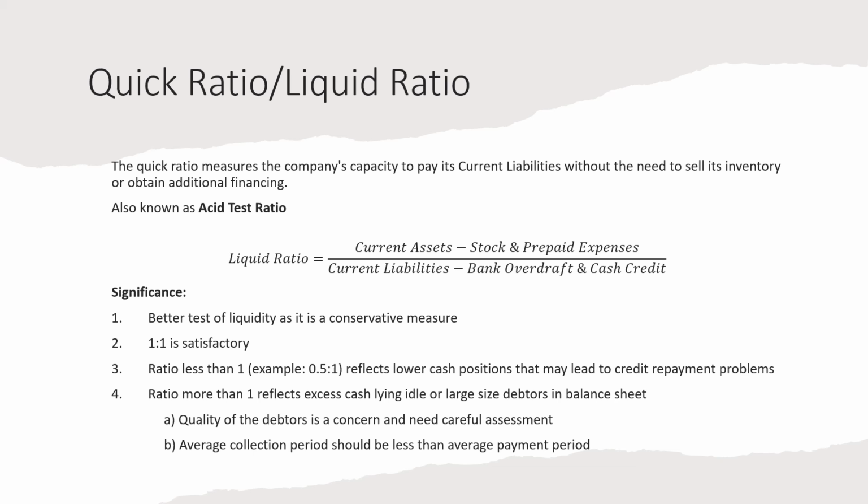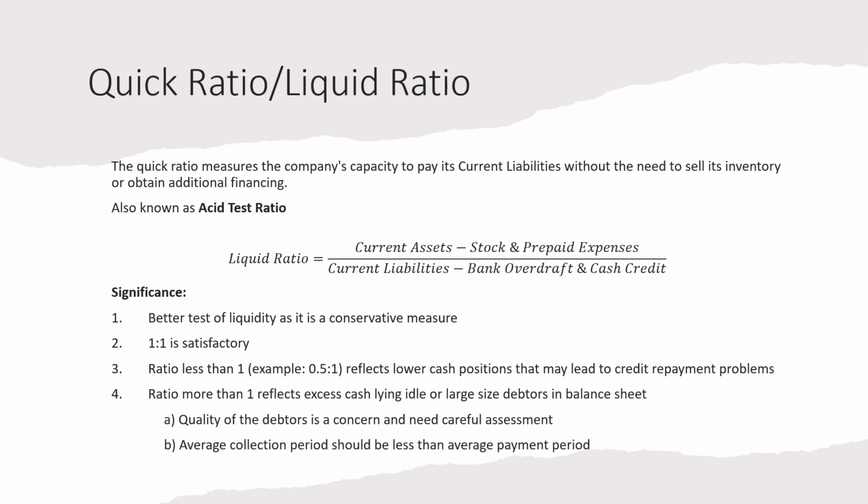If the liquid ratio is more than 1, then it reflects excess cash lying idle or a large size of debtors in the balance sheet. This may further reflect the need to analyze the quality of debtors as a concern and whether it needs careful assessment or not. Also, the firm needs to look at its average collection period versus average payment period and whether they need to be improved or not.